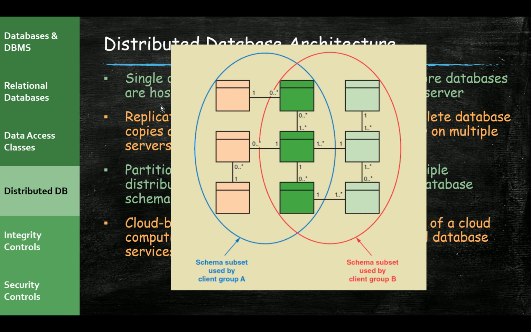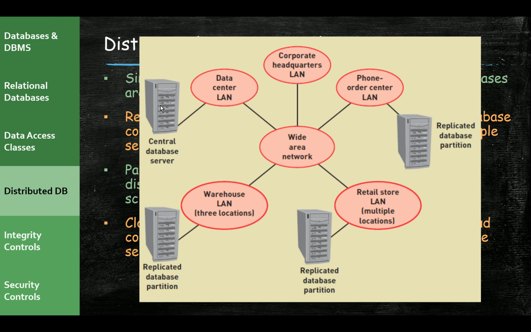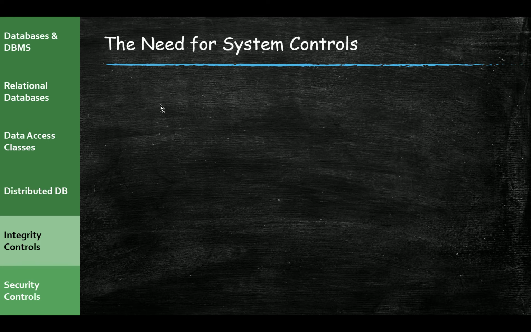So here's just a little image to show you the concept of a partitioned distributed database architecture, where different parts might be in different places. And here's an example of a distributed architecture where, perhaps our warehouse has one replicated database partition, and our retail store might have a different replicated partition, and our phone center has a different replicated partition. And then there's some kind of central database server that ties all that together. And different database management systems support this in different ways.